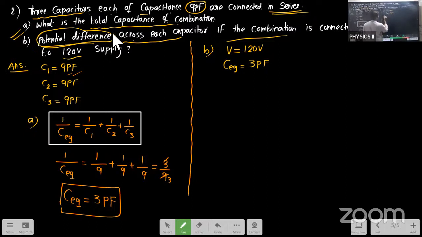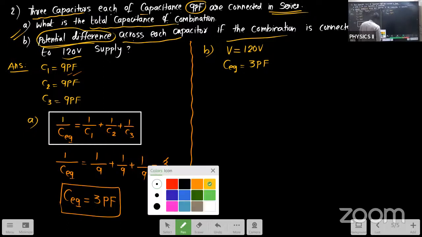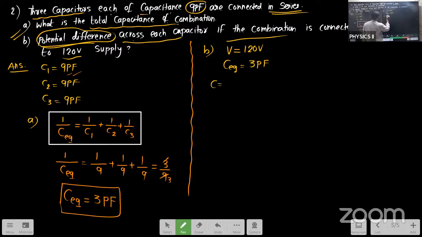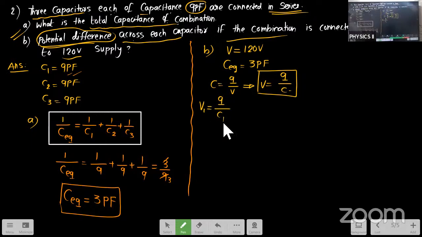So what is the formula? We know that the formula is C equals Q divided by V. From this I can write V equals Q divided by C. So I can write the potential across the first capacitor as V1 equals Q divided by C1. I can write that, right? V1 equals Q divided by C1.